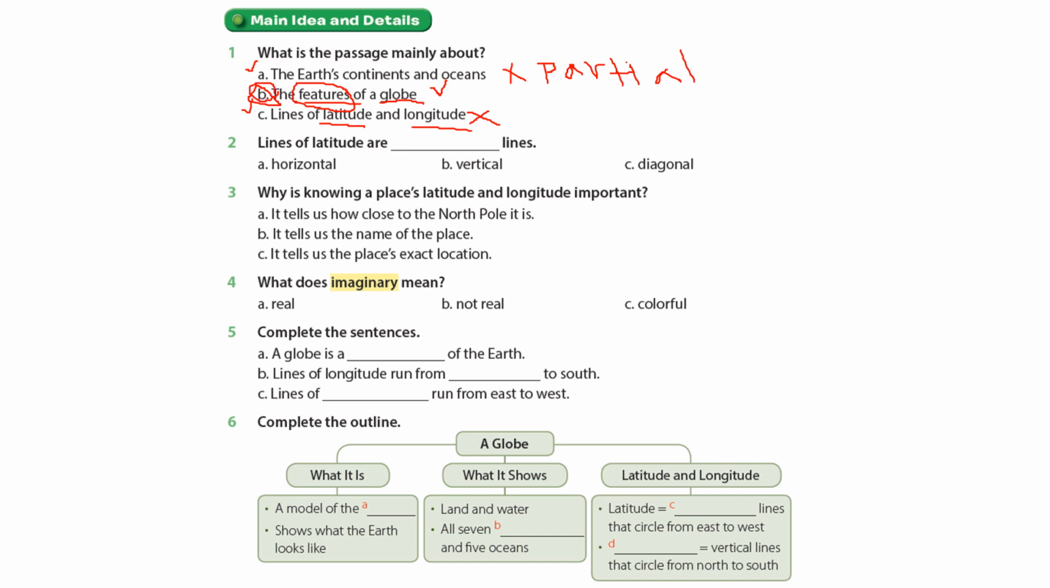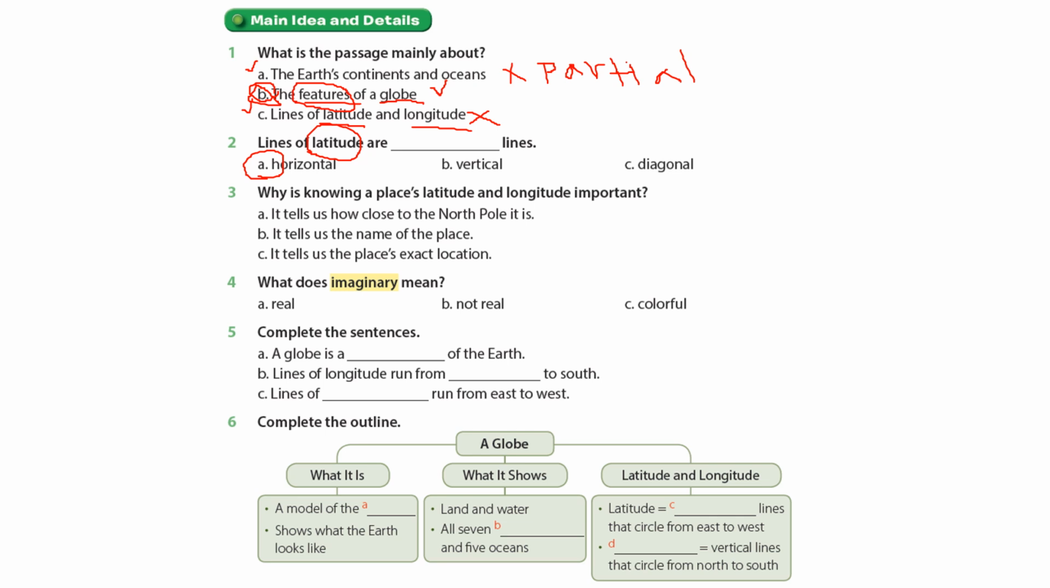Okay, then let's look at question number 2. It says lines of latitude are blank lines. 이건 context clue 또는 definition 또는 기억하고 있는지를 알아보는 질문인데 lines of latitude, 기억이 잘 안 나. 근데 기억나나요? longitude는 vertical, 수직의 라인이라 했어요. 그럼 나머지 하나 latitude는 horizontal이겠죠.